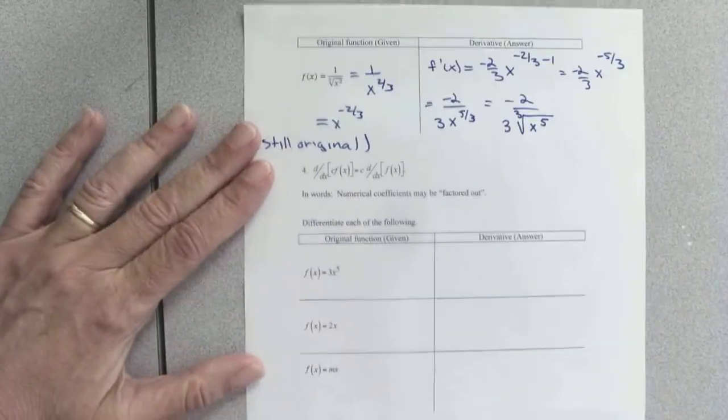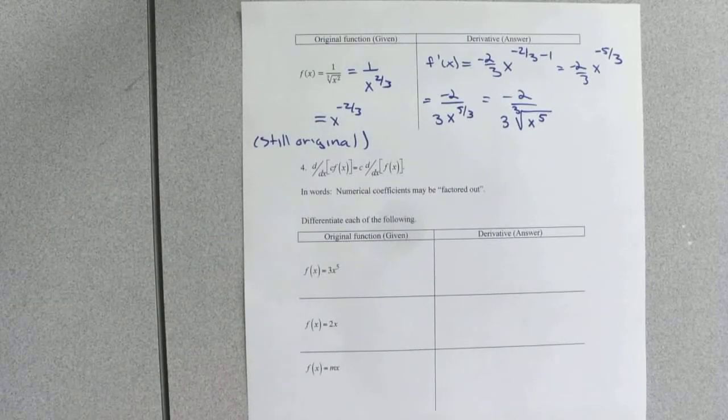Okay, so that was the power rule. Next rule: the derivative of c times f of x is c times the derivative of f of x. In words, numerical coefficients can be factored out. And I have factored out in parentheses there, but that is actually what is happening. If we went through the proof of this, you actually are factoring out that c.